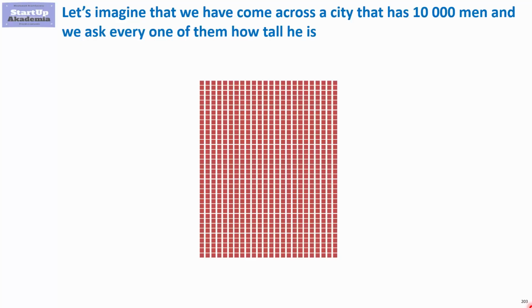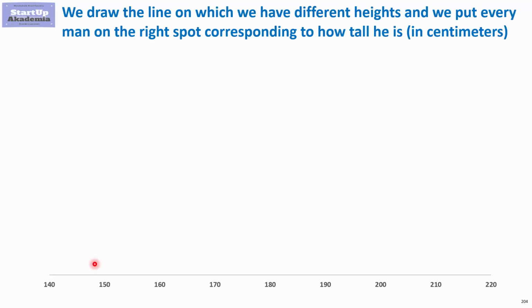A lot of random variables will have the so-called normal distribution. Let's see what it actually means, and we're going to start with an example. Imagine that you were asked to measure every man in a small city that has 10,000 men. They gather somewhere in the center of the city, you draw a line where you have different heights in centimeters, and you start measuring the men one by one.